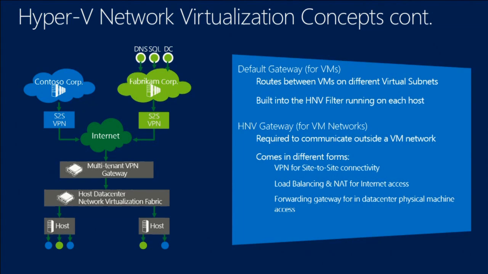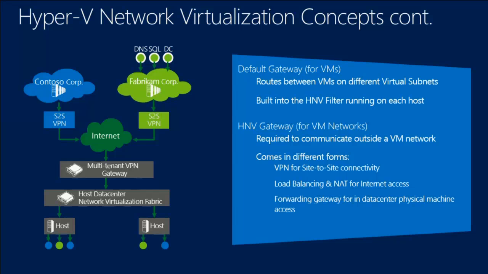The second gateway is the HNV gateway. Now, in the previous slide, I talked about this VM network, the virtual network. To route between the two virtual networks, the traffic must go through the HNV gateway. We have a built-in inbox HNV gateway in R2, and we also support a third-party HNV gateway. The traffic routing between virtual networks has to go through this HNV gateway. So the HNV gateway is for virtual networks.